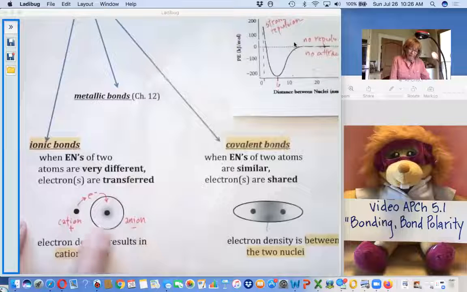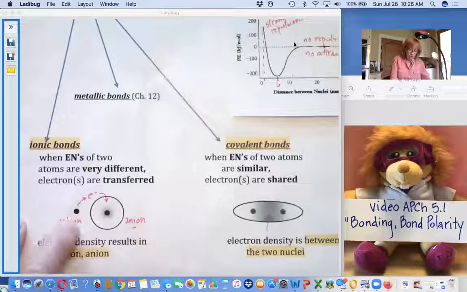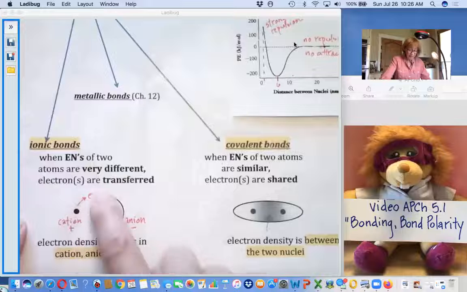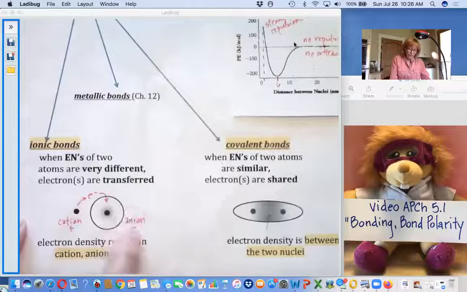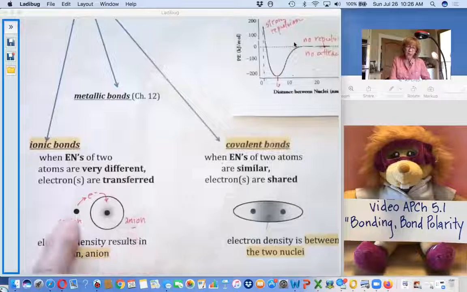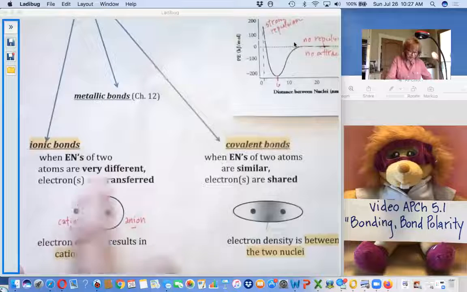So this atom has a very high electronegativity, and this one has a very low electronegativity, and the electron ends up being transferred to this atom. That means, of course, that this is no longer an atom, but because it has one more electron than it has protons, it's what we call a negative anion. And the atom over here, which gave away an electron and now has a surplus of protons, is the positive cation. The electron density is over here.